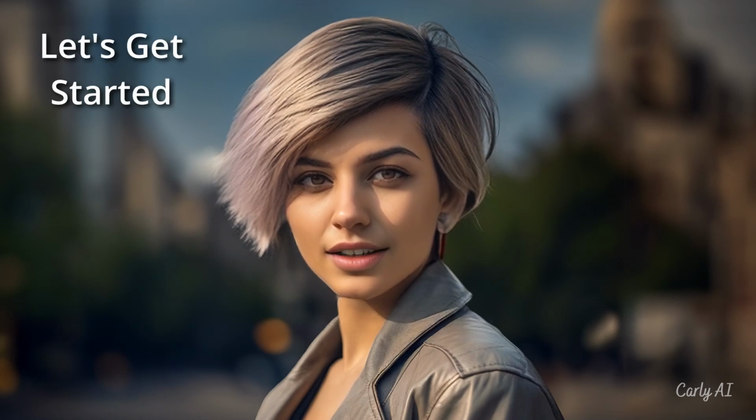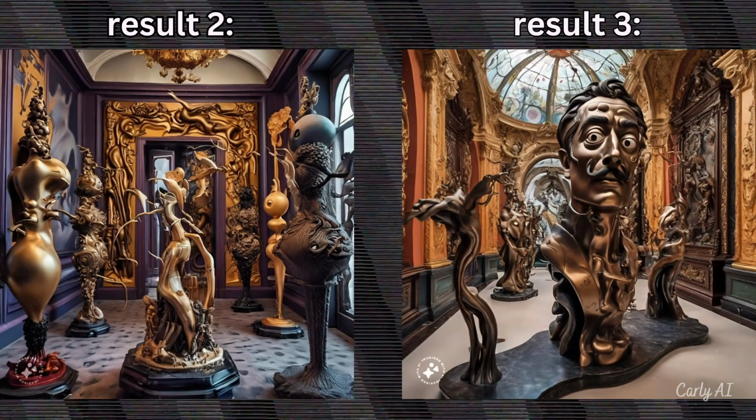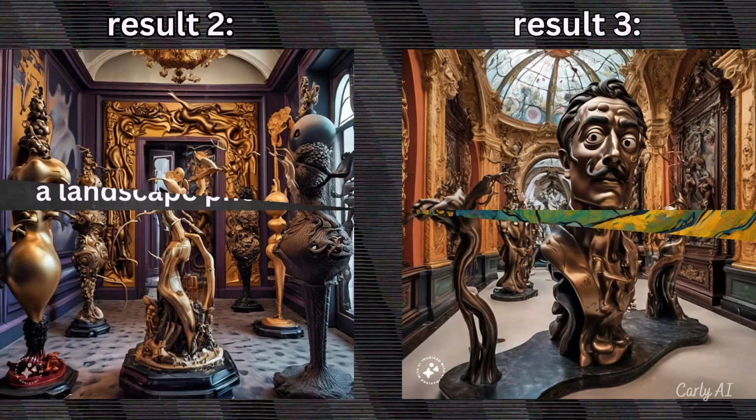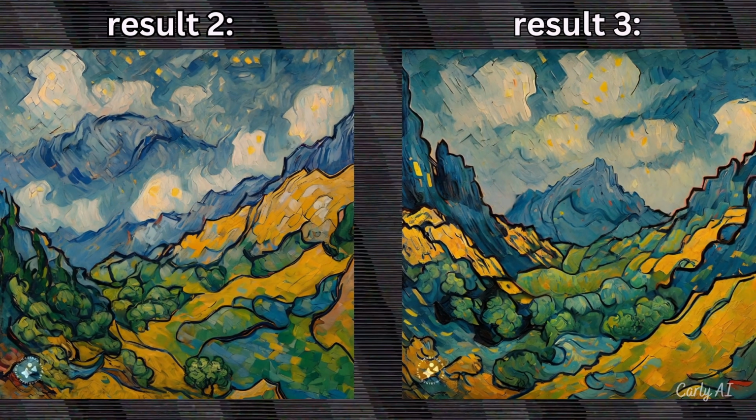Let's get started. I start with 3 images in the style of the artist Salvador Dali. This verified for me that Meta AI responds to named artist styles. Next, we'll try images in the style of Vincent van Gogh. These look like his work, called Starry Night.